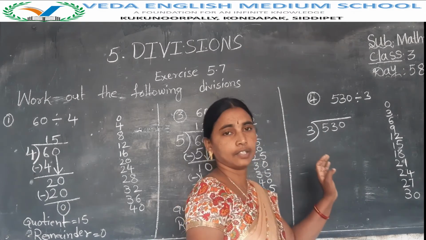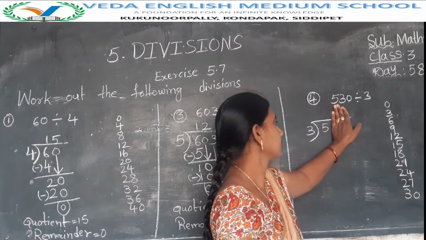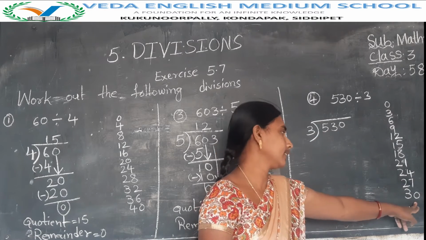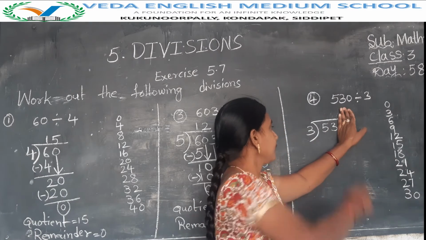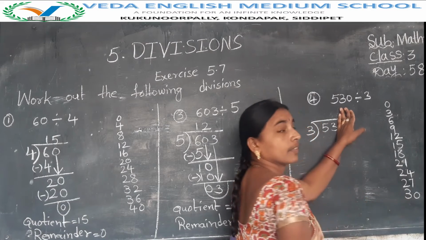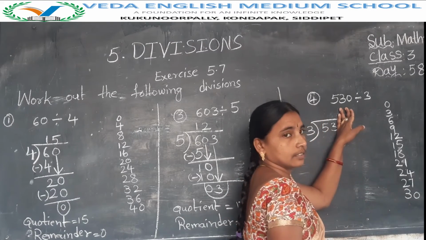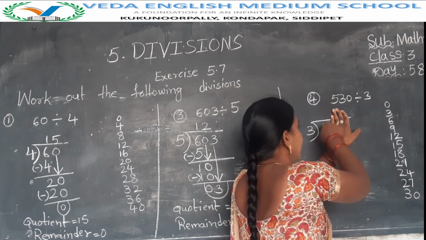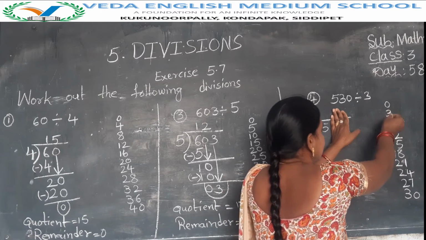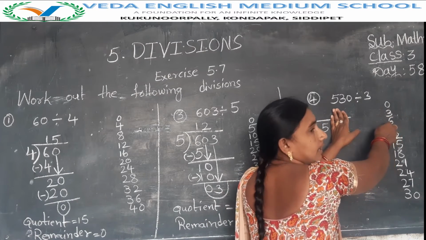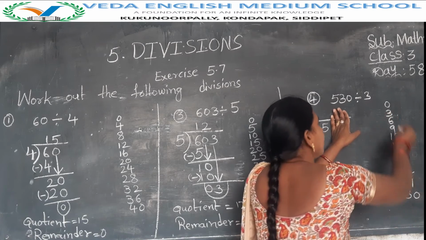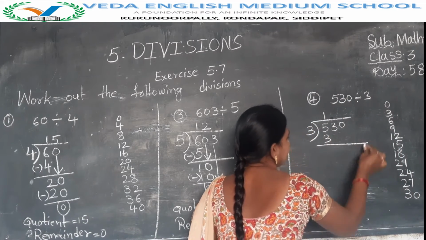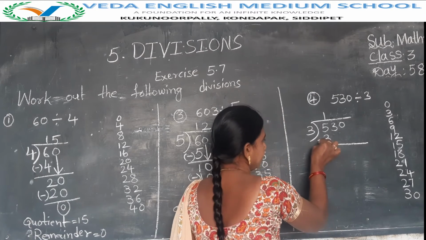Here also take only one digit. Here there are 3 digits, and here only 30 is a 2 digit number, but 53 is more than 30, so not possible. So take only one digit, that is 5. Find the nearest to 5 in this table: 3 and 6. 6 is the above number, 3 is the below number. So take 1 time 3. 3 ones are 3.